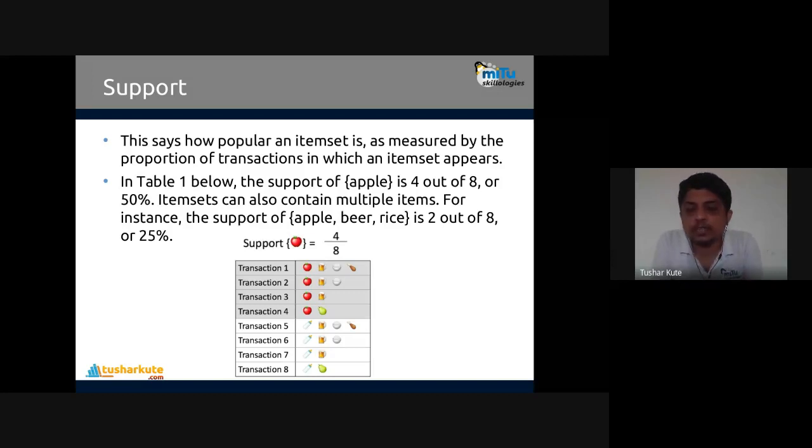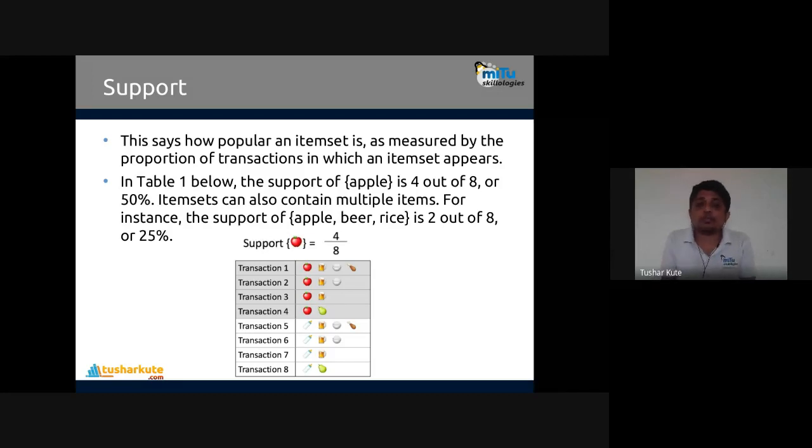And what's the support of beer? 6 out of 8, 75% of the time. Rice, 4 out of 8, 50%. Milk, 4 out of 8, 50%. Chicken and pear, 2 out of 8, 25%. That's the support of that particular data. Now see, I'm talking about the support of individual items. How popular are individual items? The highest support is for the beer, which is present in 75% of transactions.